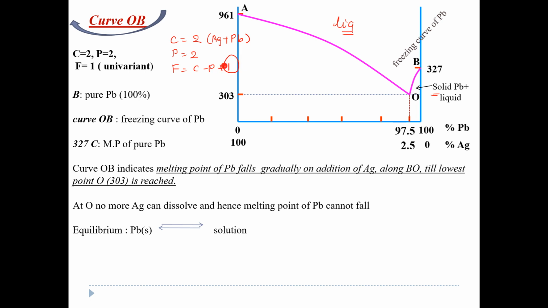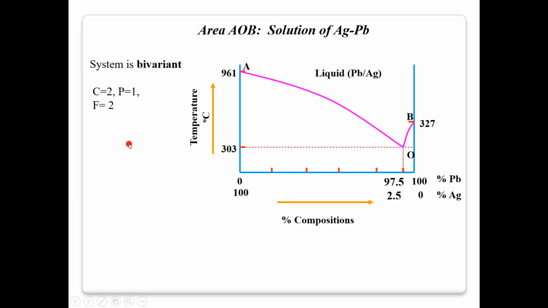So you need to define one parameter or change one parameter to get this. So this indicates that it gradually falls. It's the same thing. Okay. At O, no more silver can dissolve, hence the melting point of lead cannot fall. And this is the stage of equilibrium between solid lead and the solution of silver and lead. Okay, this was about the curves. So for both the curves, degrees of freedom F is equal to 1.